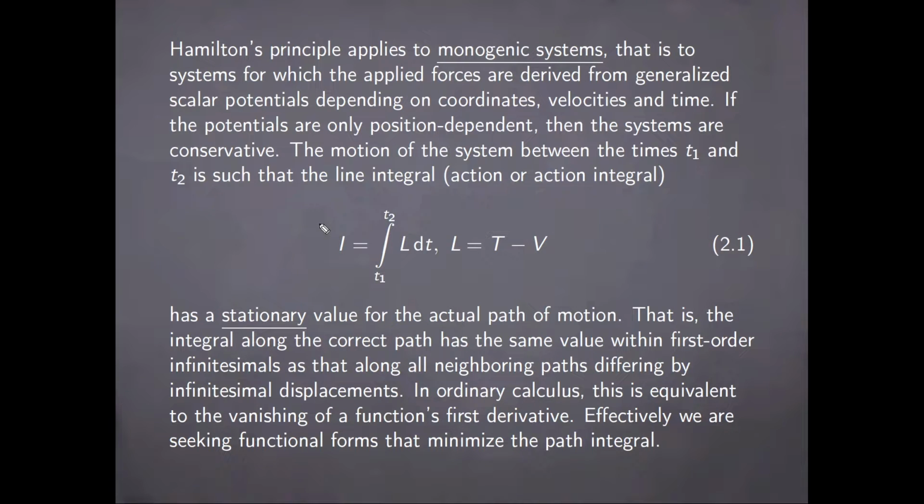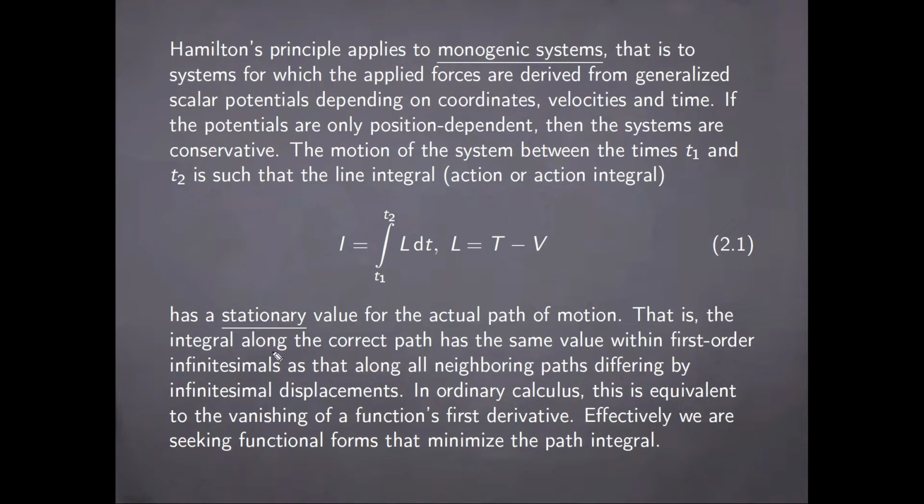Hamilton's principle regards the quantity known as the line integral or action integral given as follows. The integral between the moments in time t1 and t2 of the system's Lagrangian, defined by the difference between kinetic and potential energies. And what the principle states is that the motion of the system between these two points is such that the line integral has a stationary value for the actual path of motion.